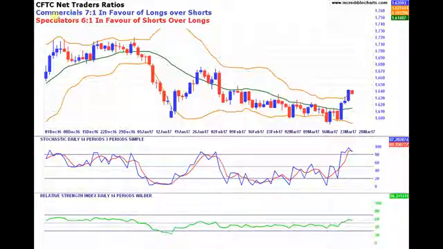You can see commercials 7 to 1 in favour of longs over shorts. They've got 7 times as many longs as short positions. Speculators, non-commercials, the other way round. They've got 6 times as many shorts as longs, and both groups added this week. So we know we've got good divergence between the smart money and the speculators.